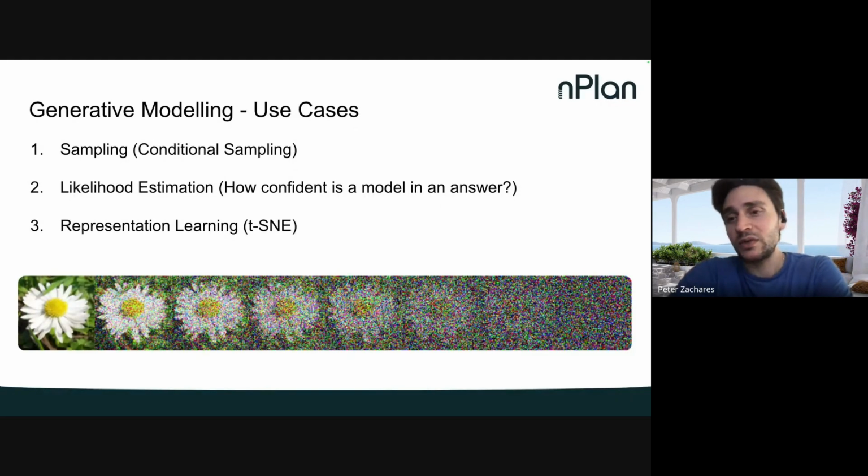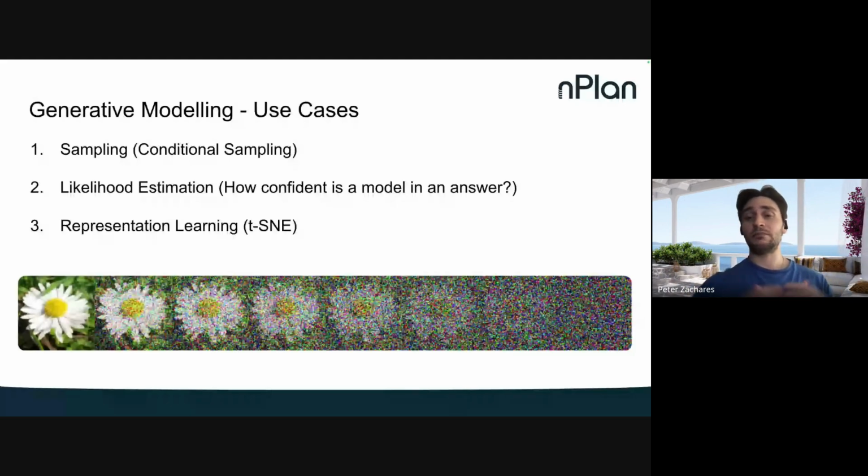And the last one, which isn't talked about too much but which we do use under the hood in a lot of different places, is representation learning. We sometimes use generative modeling for representation learning, where you want to come up with a compact description of some much larger piece of data that you can then use downstream for some use case.